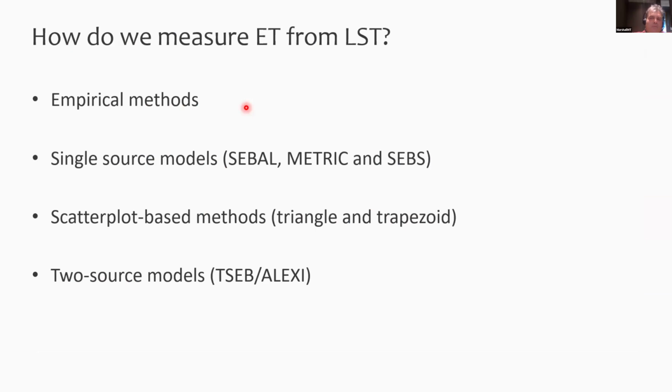So let's dive in a little bit more on how this function of sensible heat and land surface temperature is used in different models. And I've tried to organize them into four general categories, namely empirical methods, which I don't talk about so much because they're not very widely used. They have issues, as most empirical models, of transferability. Single source models like SEBAL, METRIC, and SEBS, these really represent the lion's share of evapotranspiration models that use land surface temperature. Scatter plot methods, not also very widely used, but nice to understand basic concepts.